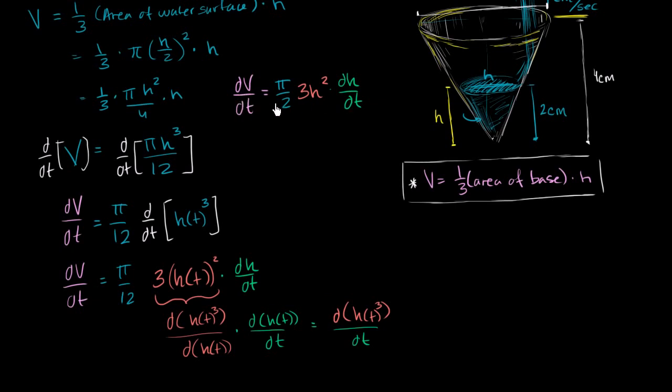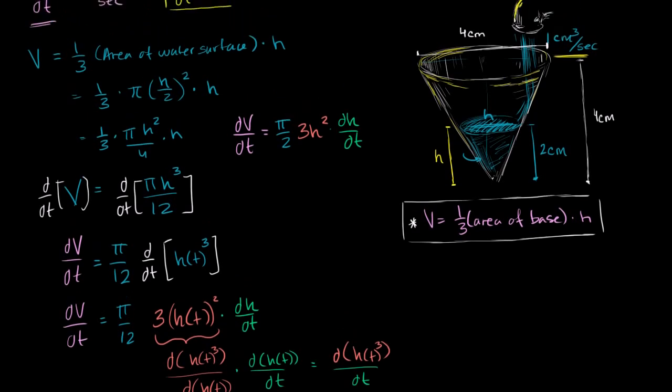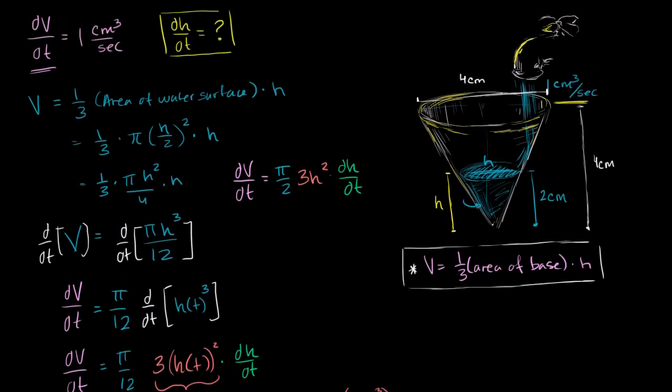Now, what does this get us? Well, we're told that at the exact moment that we set up this problem, we know what dV dt is. We know that it's 1 centimeter cubed per second. We know what our height is right at this moment. We were told it is 2 centimeters. So the only unknown we have over here is the rate at which our height is changing with respect to time, which is exactly what we needed to figure out in the first place. So we just have to solve for that.